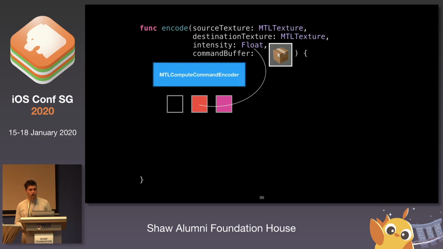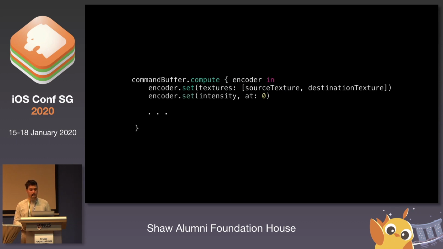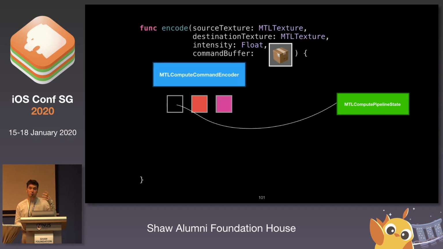The second step is to provide an intensity for the shader. That is as simple as ever. You just call set intensity at index 0, because it's the first constant we'll have to use, and that's it. You've set the constant. The last step is to assign the pipeline state.